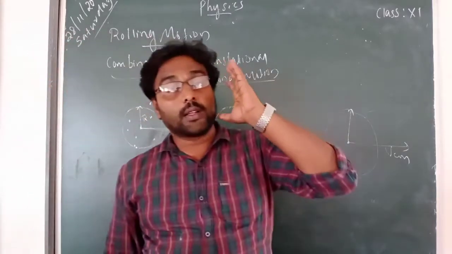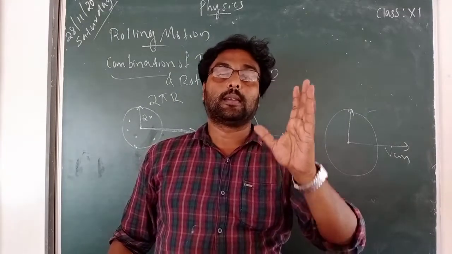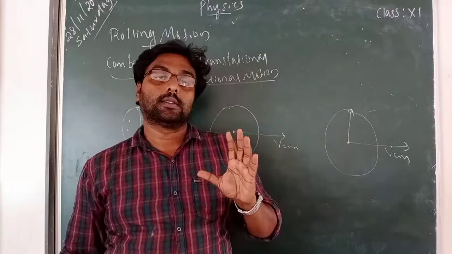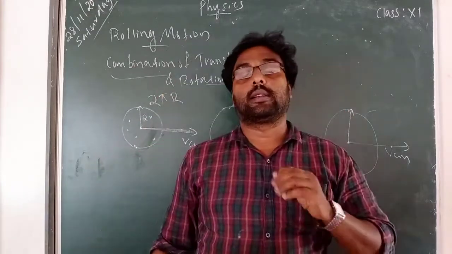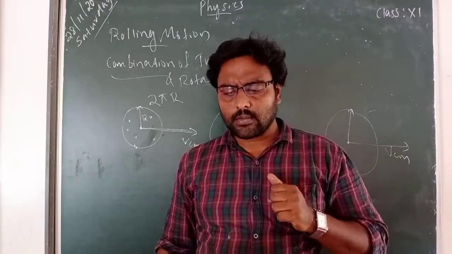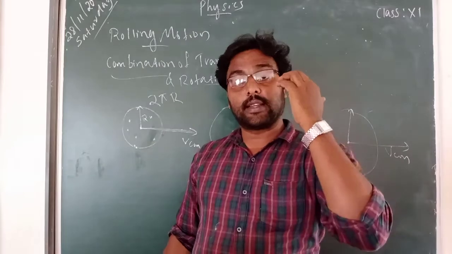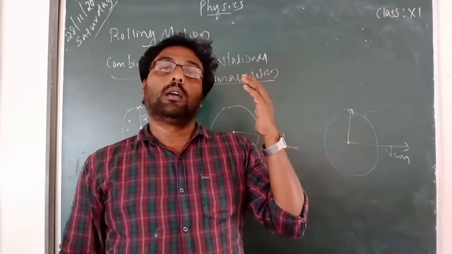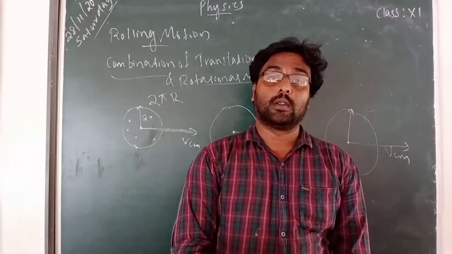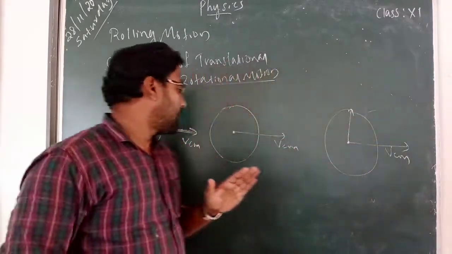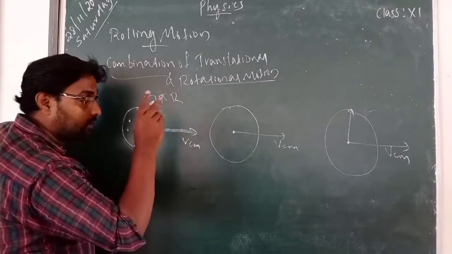So the center of mass moves in a straight line path means it is moving in the translation direction. That is what here the center of mass takes a straight line path, so it possesses translational motion. All other points in this circle, you see this point now, this point possesses two motions.